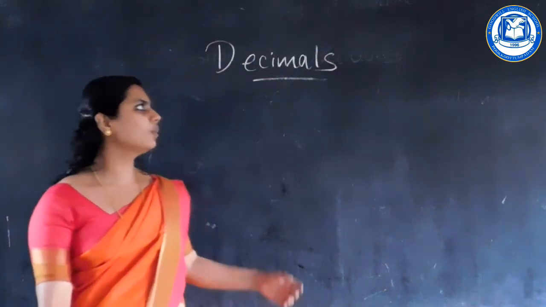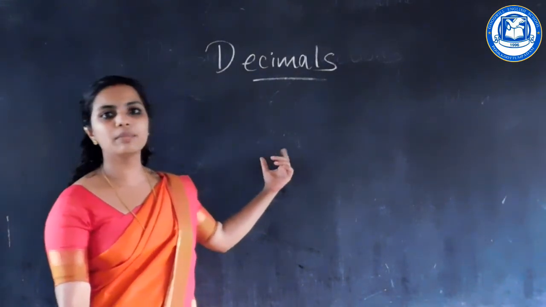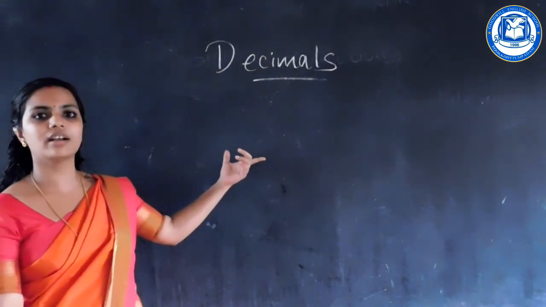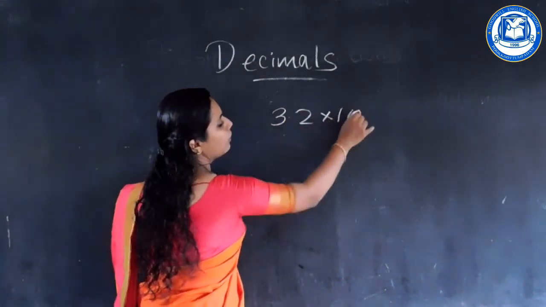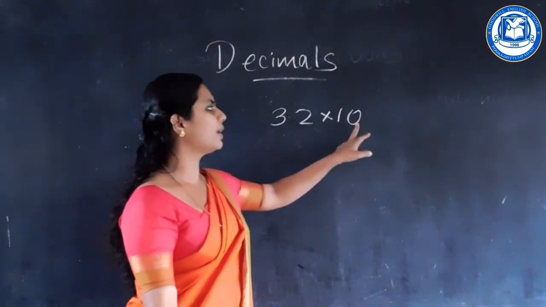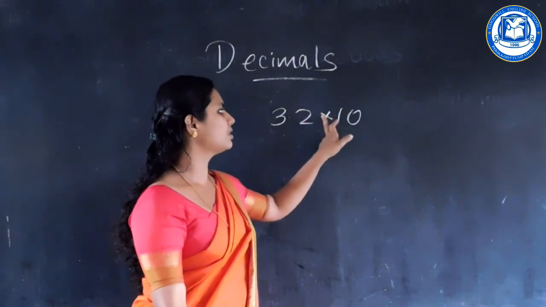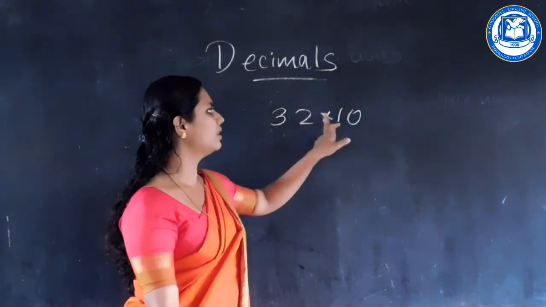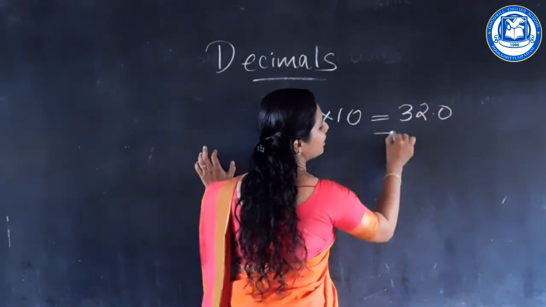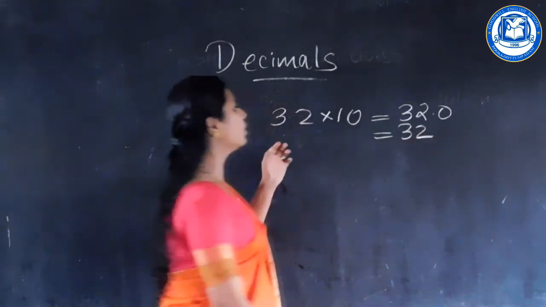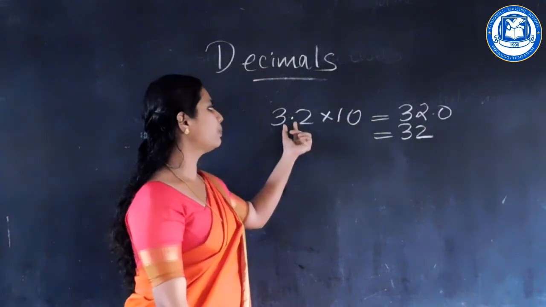Okay, now we can look at how we can multiply decimal numbers by 10, 100 and 1000. For example, 3.2 into 10. When we are multiplying a decimal number by 10, we will put the point one digit right. That means it will become 32.0. That is 32.